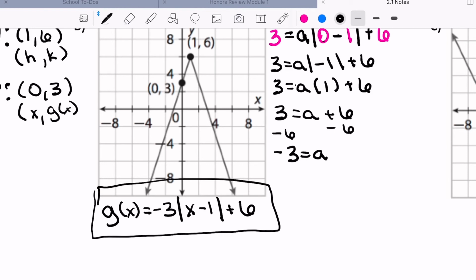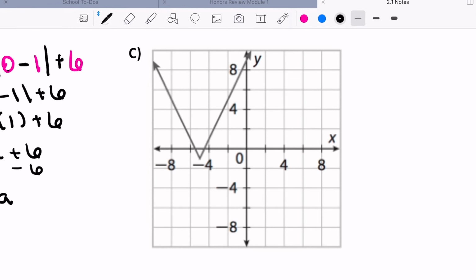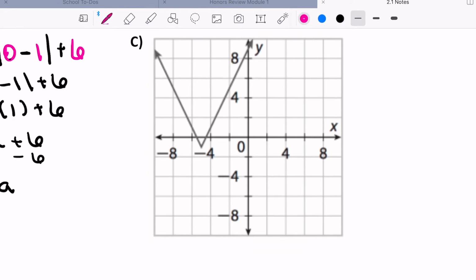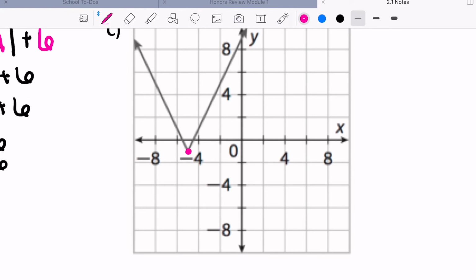So here is C. I will start you off. I will help you here. Your vertex is here. Look at your units. You can see that your units are by 2's on both the x and y axis. So this point is located at (-5, -1), right on the center.